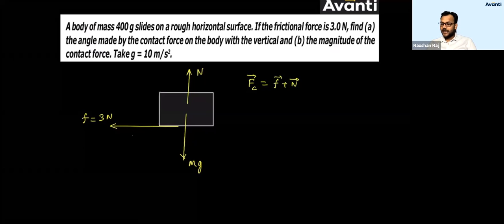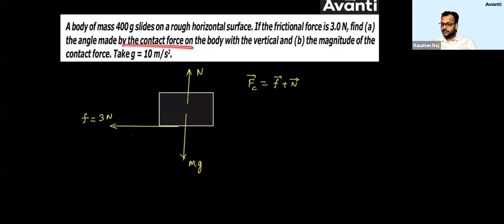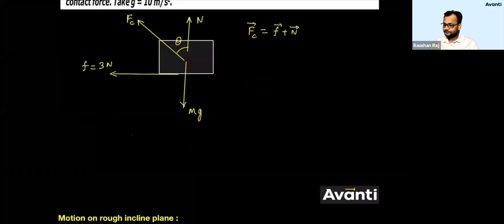We need to find what is the angle made by the contact force on the body with the vertical. Now, since FC is F plus N, here this is FC, this is N. So somehow the contact force will act in which direction? And we need to find what is this angle. Let's call this theta. So we need to find first what is theta. This is FC. तो कैसे निकलेगा बच्चा लोग? तो can I say tan theta? If I draw the triangle here, तो कुछ ऐसा मिलना चाहिए मुझे.